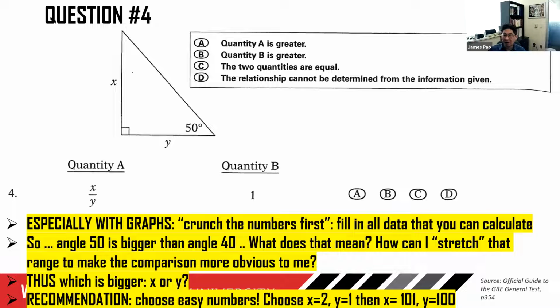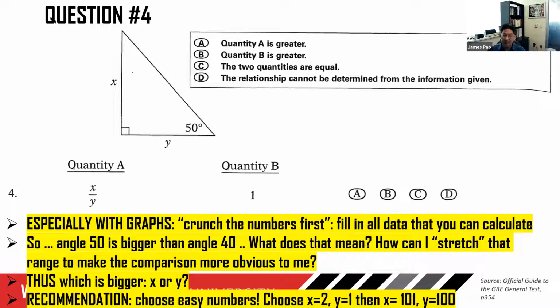So then the question is the opposite side of an angle. If the angle is smaller, does that make the opposite side smaller too, or does that make the opposite side bigger? Well, that's a tricky question. And so what we do is we expand the range to make it easier. So I've written down in my bullet point 2, how can I stretch the range to make the comparison more obvious to me? So instead of comparing 50 to 40, let me just compare something like 100, right?